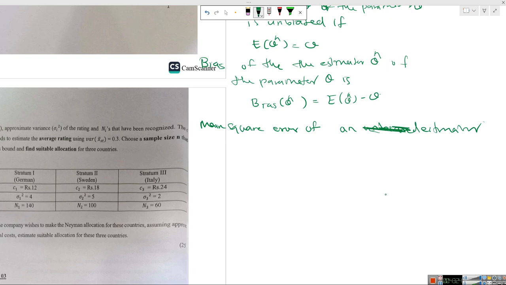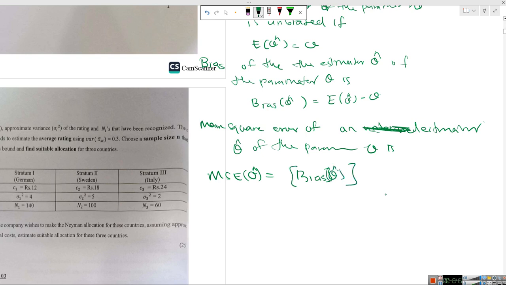Theta hat is the parameter. Theta hat is now MSE. MSE of theta hat is equal to bias of theta hat squared plus variance of theta hat. Okay. Now the bound on the error.